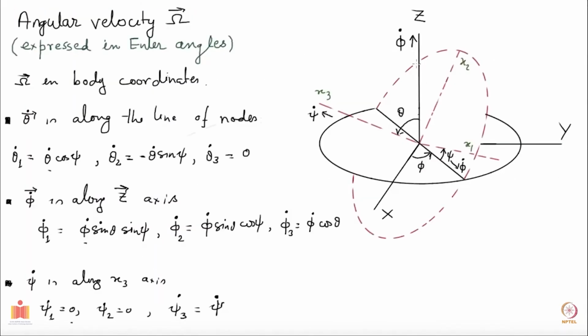So you have your, where is it? That is phi dot. Something wrong. This is also phi dot. This is also phi dot. This is what? This should have been theta dot. This should be theta dot. Let me check. Correct. Sorry for the mistake.